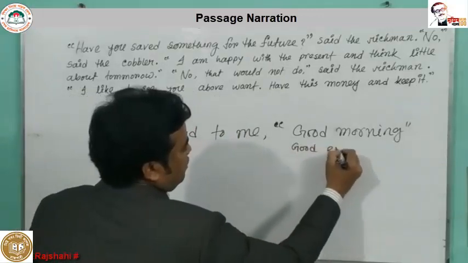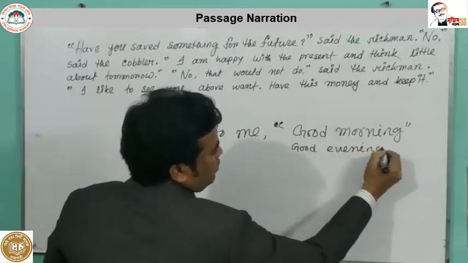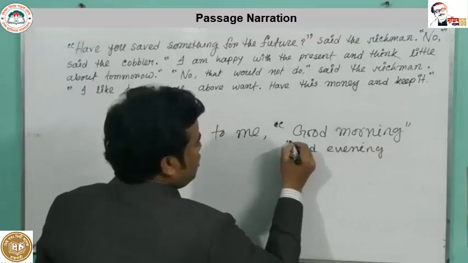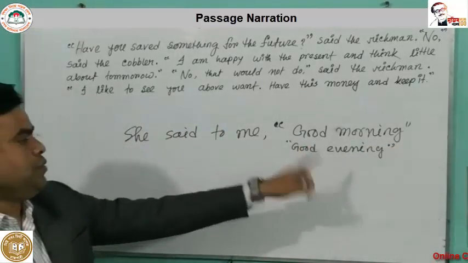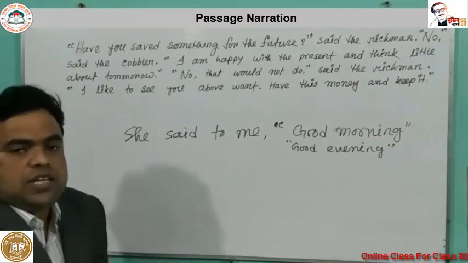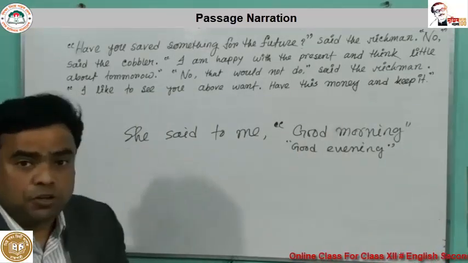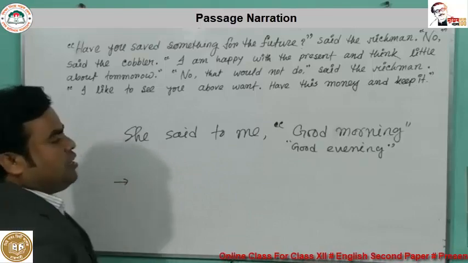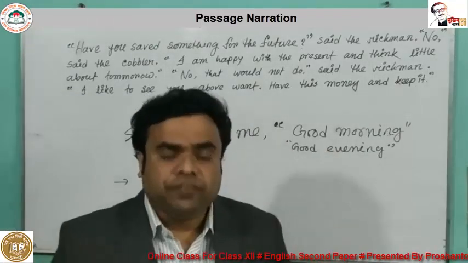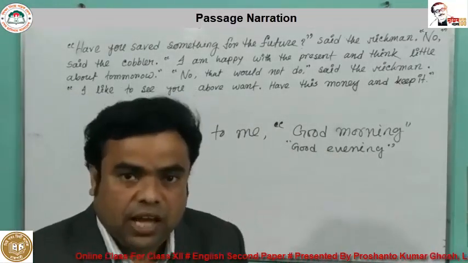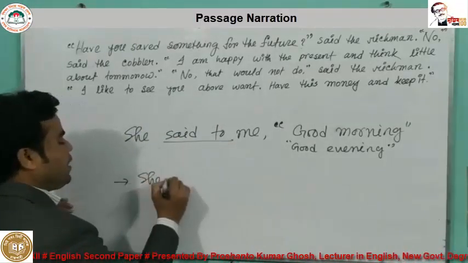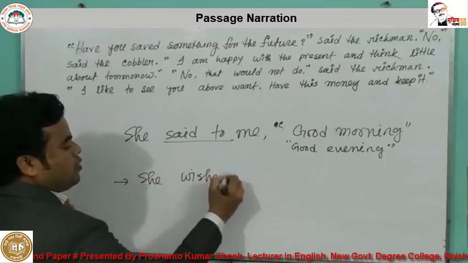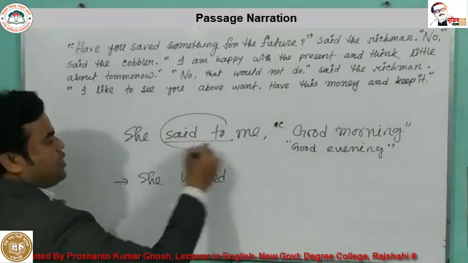Good evening. Good morning or good evening. If there is a sentence like this, good morning or good evening, it is also an exceptional rule. Actually, good morning and good evening are a kind of wish, and that's why you have to use wished instead of this reporting verb.